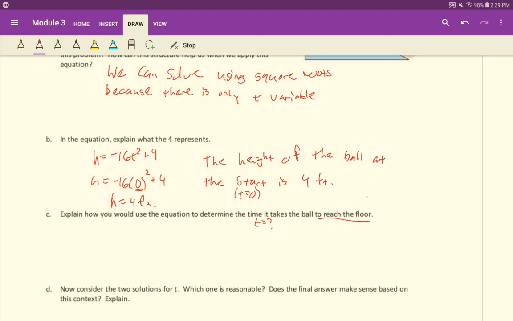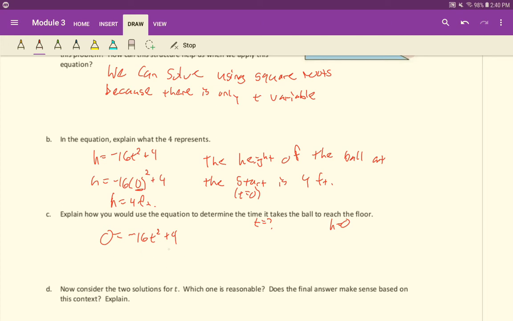Reaching the floor, though. What would the height of the ball be if it hits the floor? The height of the ball would be 0, right? So we want to know what is t when h is 0. So we'll put 0 in for h and solve for this t right here.